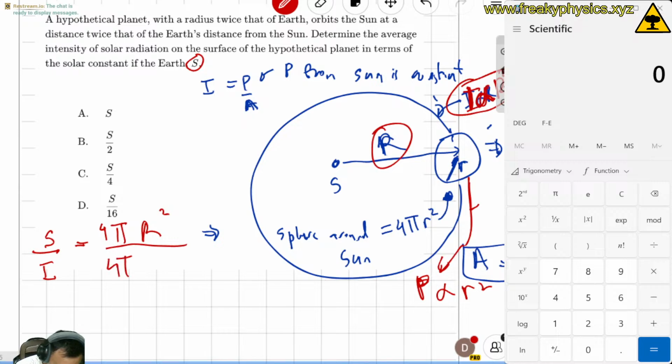For the other planet, it's going to be twice the distance, so that's going to be 2r squared. So what happens? The 4 pi cancels out. So S over I will be equal to, the r squared also cancels out, right? We're left with 4. 1 over 4.